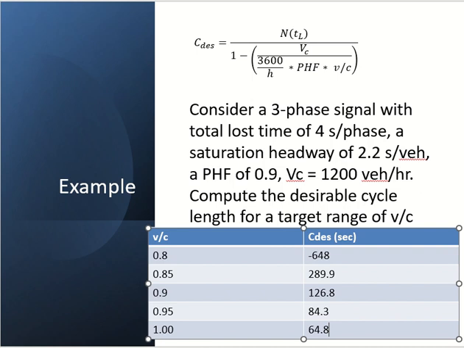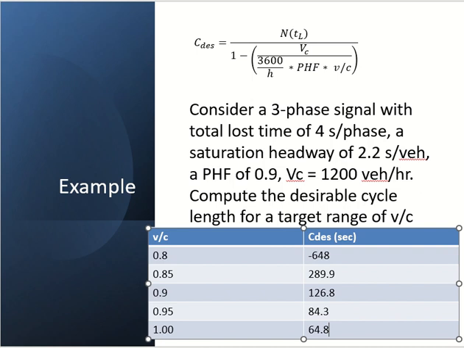Clear? V by C increases, cycle length decreases, right? Why is cycle length decreasing? V by C increases means capacity is reducing, right? Factor is increasing means capacity is decreasing. And I showed you the graph. Less cycle length, less capacity. So more V by C ratio means less capacity, and less capacity means less cycle. Clear? Okay.